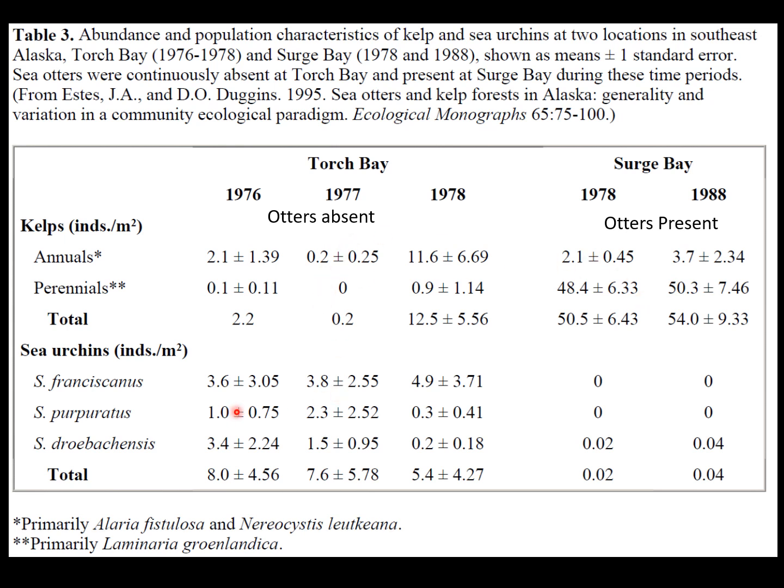And you can also see the huge differences in terms of the sea urchin biomass over here again. Look, almost zero sea urchin density under the existing predatory pressure of otters, which increased to extremely high densities when the sea otters were absent.